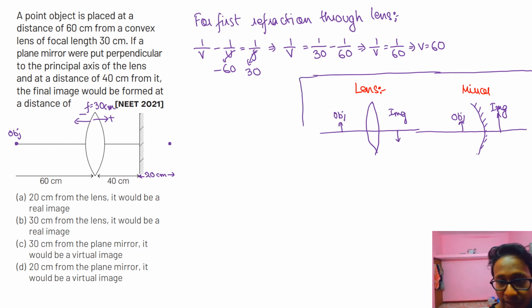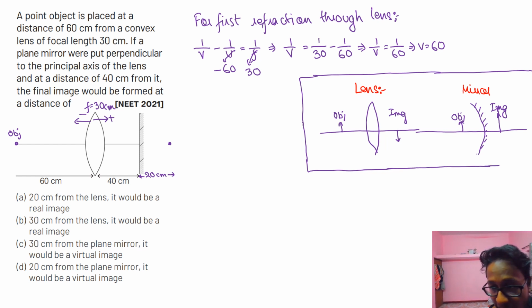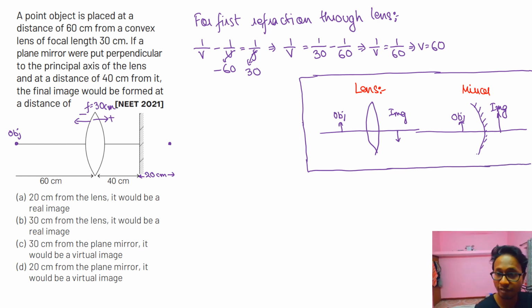And when object and image are inverted, it is always the same in nature. That means for real object and real image, they will always be inverted with respect to each other. Okay, now see, out here was the first image.